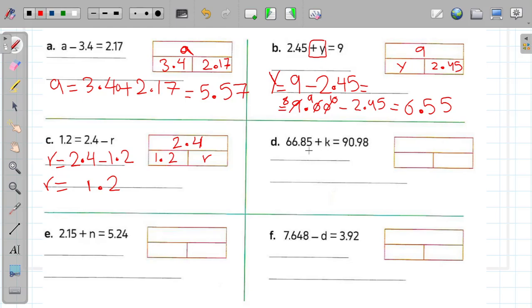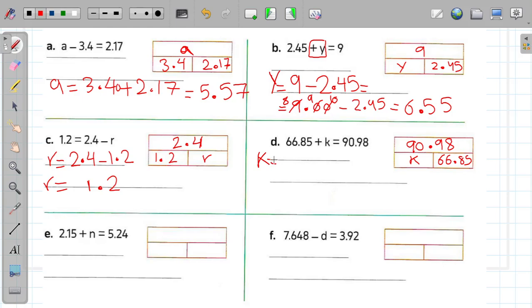Okay, next I have 66.85 plus k equals 90.98. So I wanted to find the value of k, but is k a part or a total? K here is a part because I added it to another number. So k is a small number, okay? And the total number here is the biggest number, 90.98. So the total first is 90.98, k is a part, and the other number is 66.85. Okay, so I wanted to find the value of k, so I will subtract the two numbers.